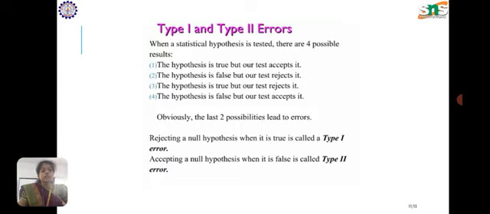Rejecting a null hypothesis when it is true is a type 1 error. Accepting a null hypothesis when it is false is called a type 2 error. These are all the things about hypothesis.